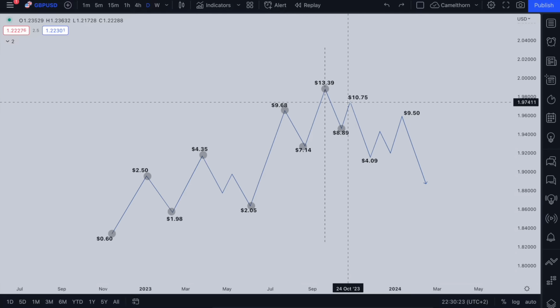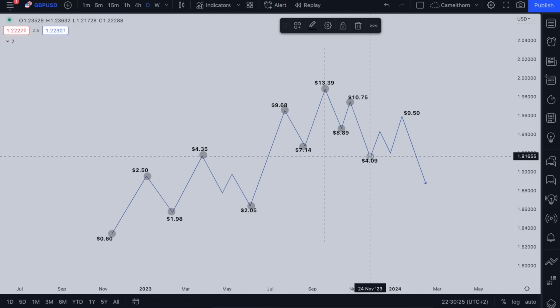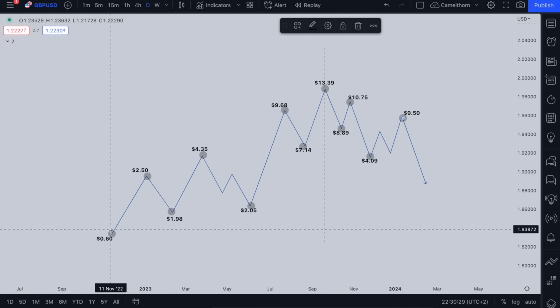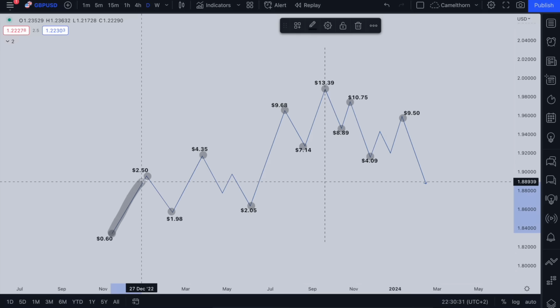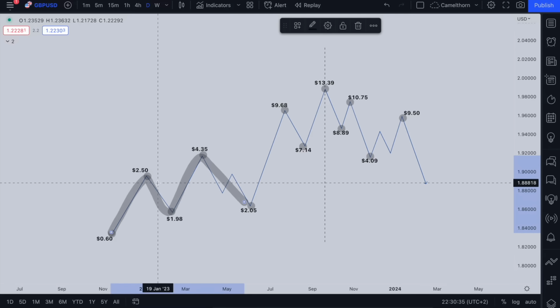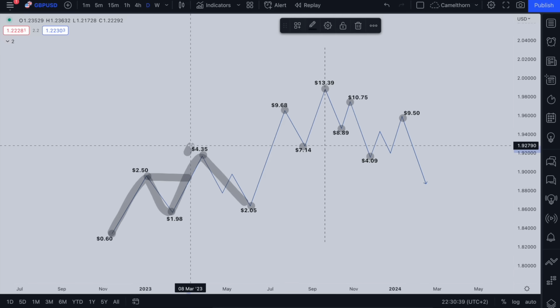Now, if you've watched some of our previous videos, what you'll have noticed is that we have created a basic supply and demand schematic here, where we have a valid break of structure that forms a new external high swing point.